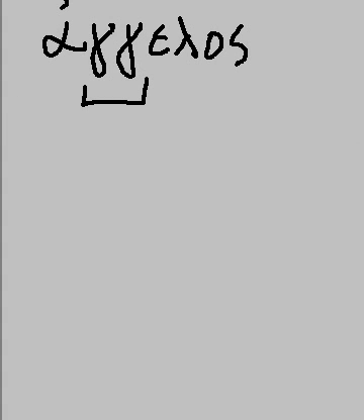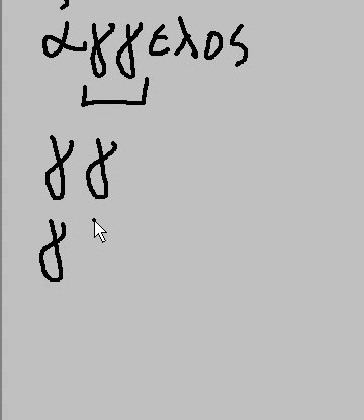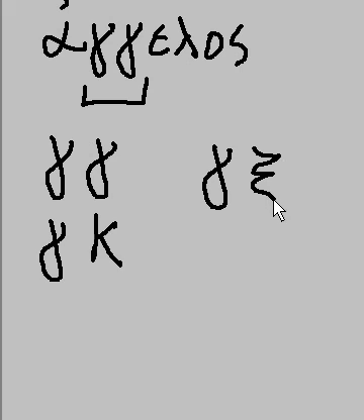So when do you get this gamma nasal? It's when you put these two characters together, a gamma and a gamma, or a gamma and a kappa, or a gamma and a xi, or a gamma and a chi.